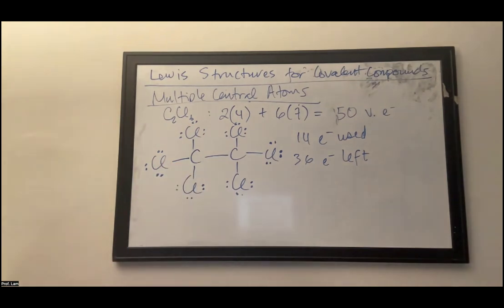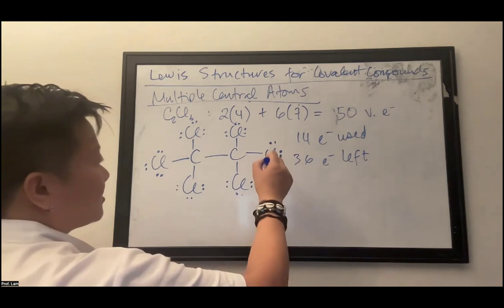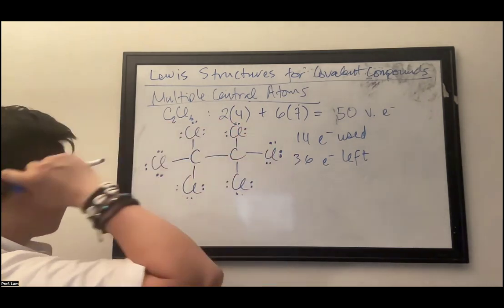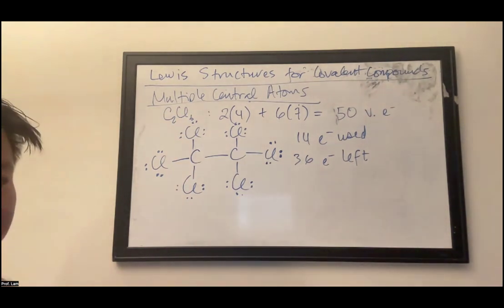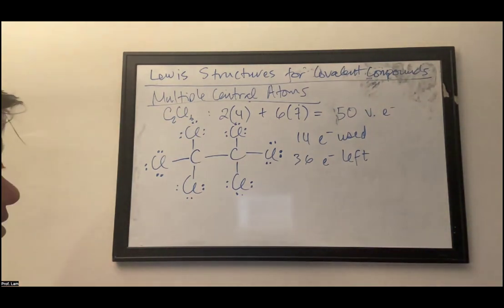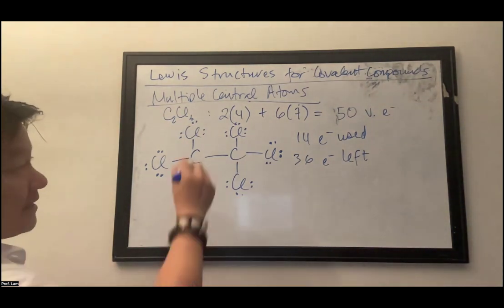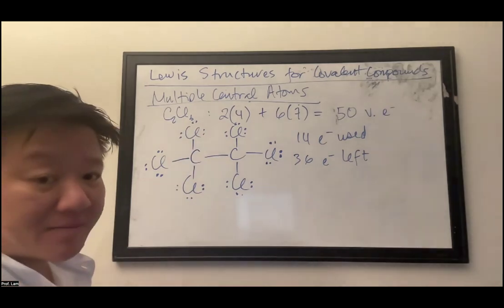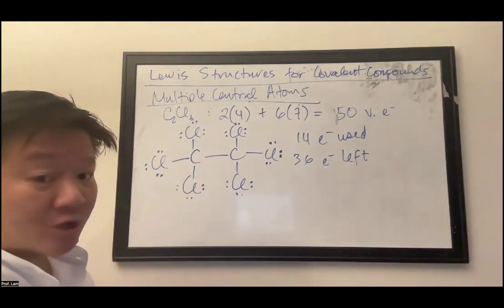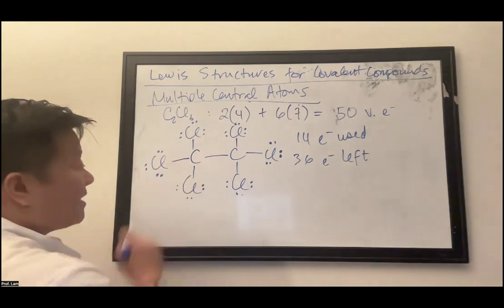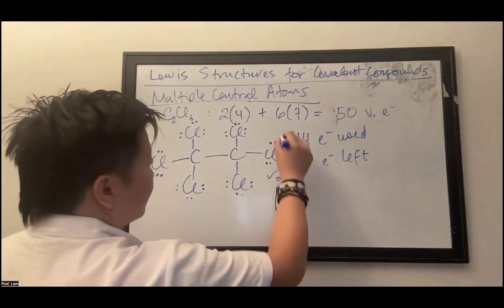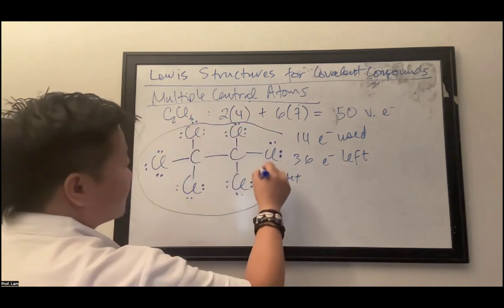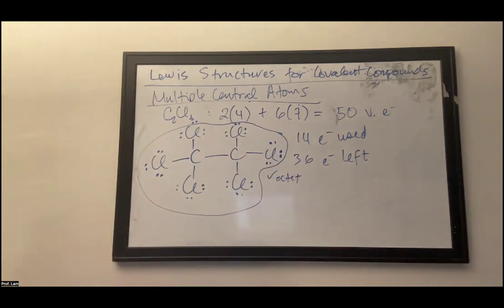3 lone pairs. So how many dots have I made? 2, 4, 6, 18. Another 18 is 36. So that's it. That's all the dots I can put in there. And then I check for octet. I know the chlorines meet octet because I made them. So I just need to check the 2 carbons. 2, 4, 6, 8. 2, 4, 6, 8. So again, octet is checked. So that's my final structure.